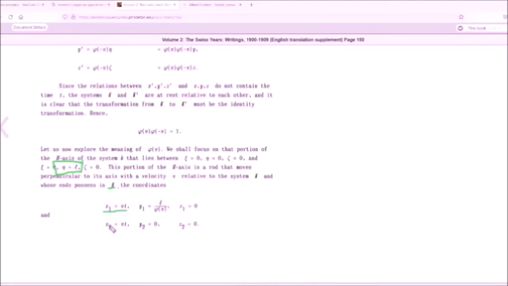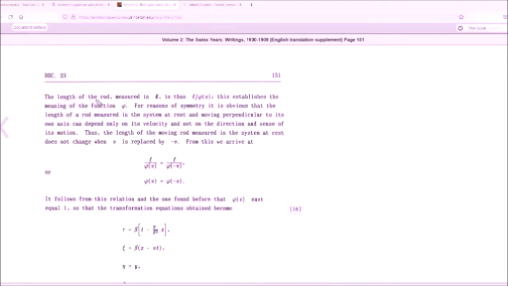There are 2 points on that rod, and the other point is v, and the y is 0 because it is on the x-axis, and that is z. The length of the rod, that length is l, measured in K, is thus l divided by phi.